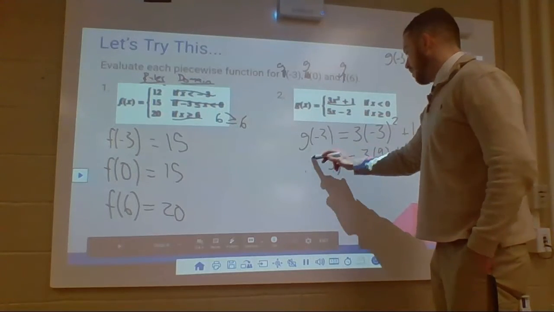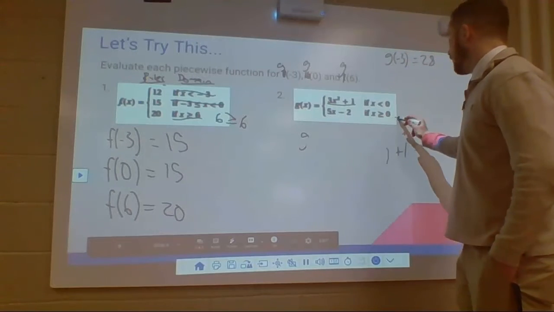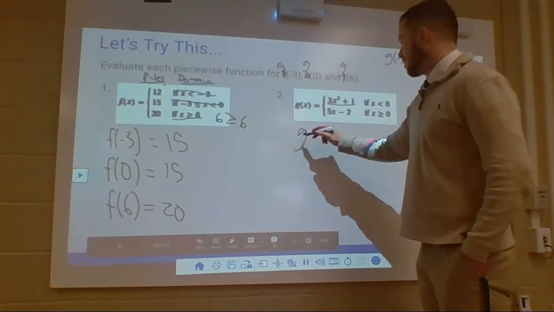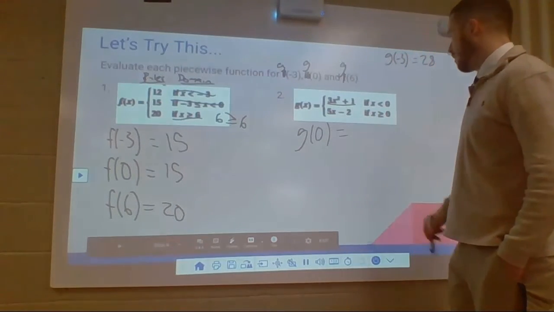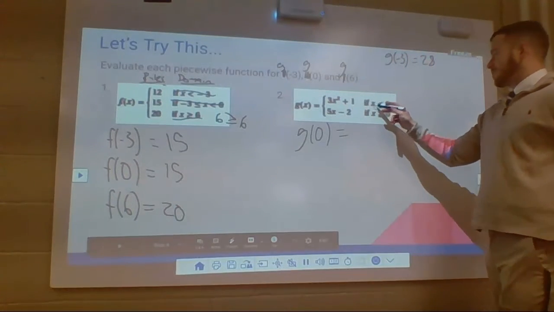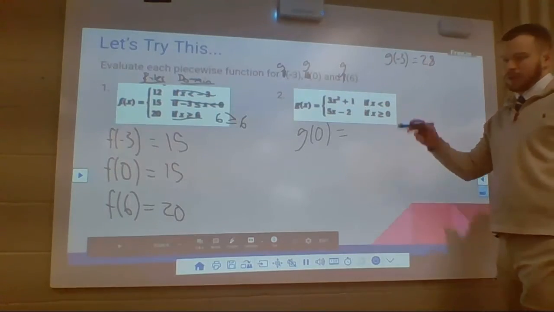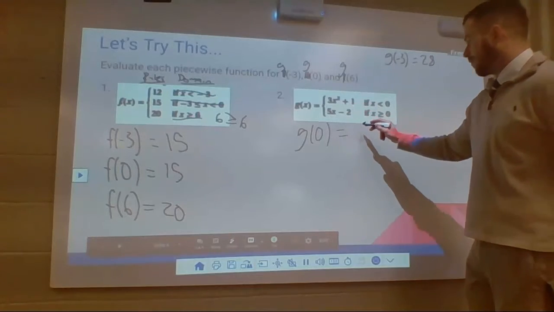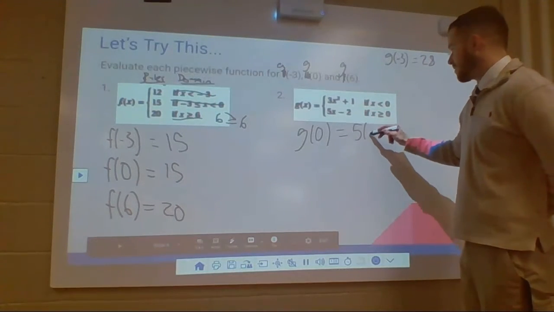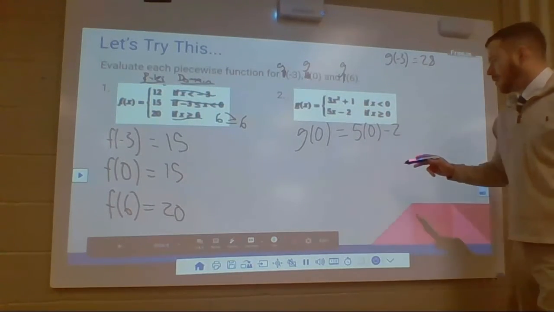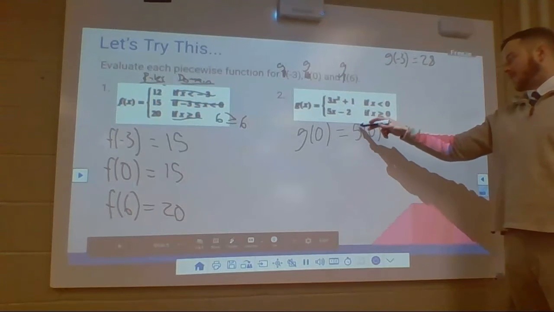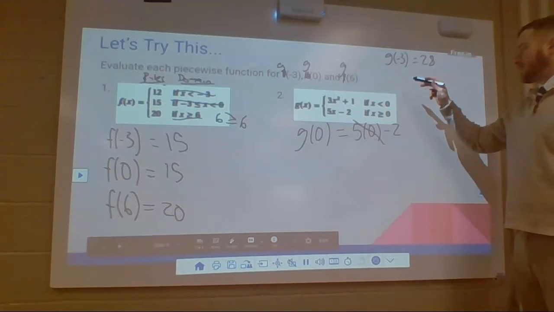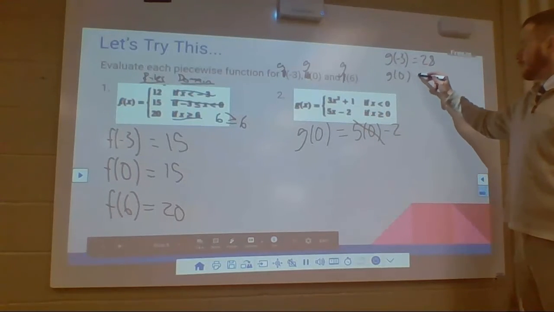All right. Now, we're going to evaluate for 0. g of 0. Let's see here. Is 0 going to be less than 0 or is 0 greater than or equal to 0? Well, it's greater than or equal to 0, right? 0 is equal to 0. So we're going to use this rule, 5x minus 2. So we're going to say 5 times 0 minus 2. We're substituting 0 in for x, right? So 5 times 0 is just 0, so we're left with -2. So g of 0 equals -2. I'm going to write that up here. g of 0 equals -2.